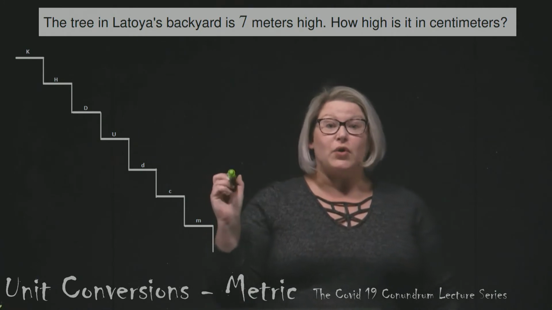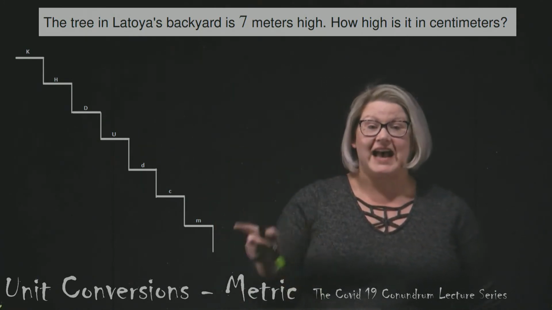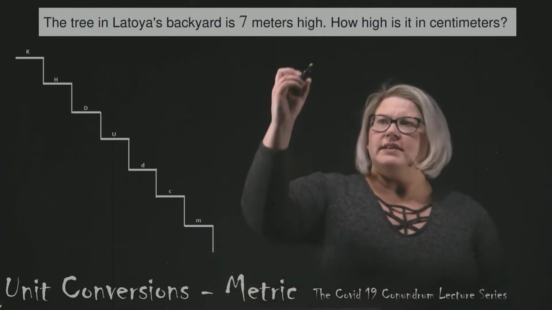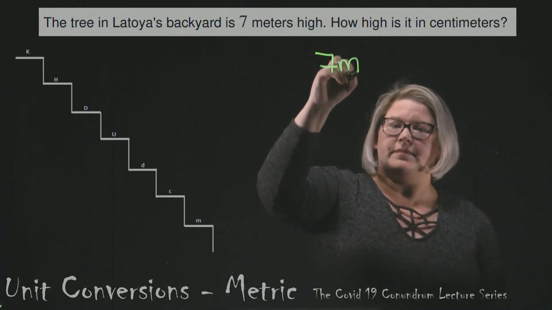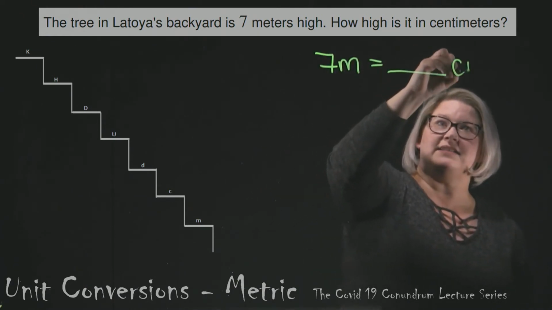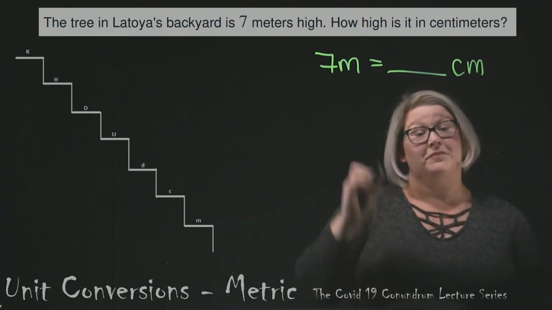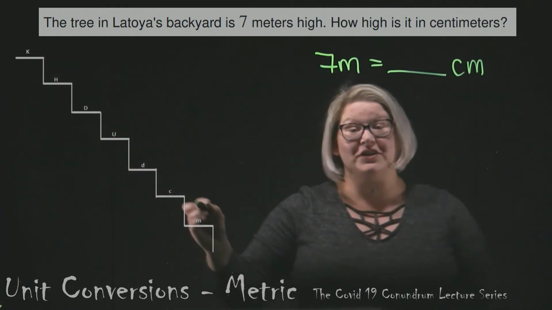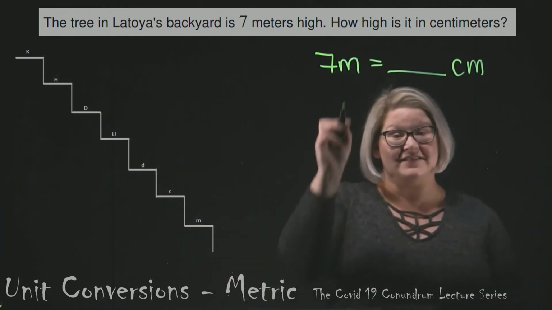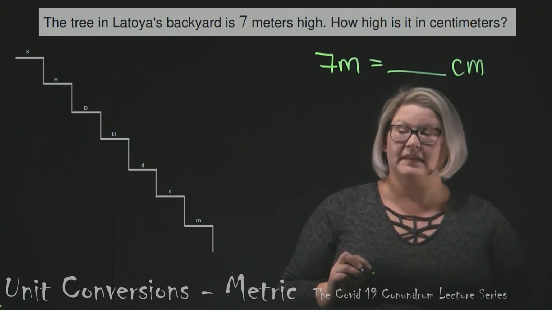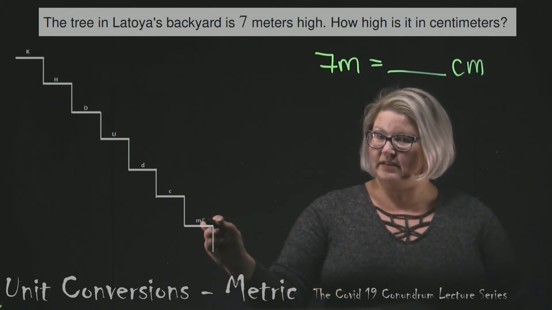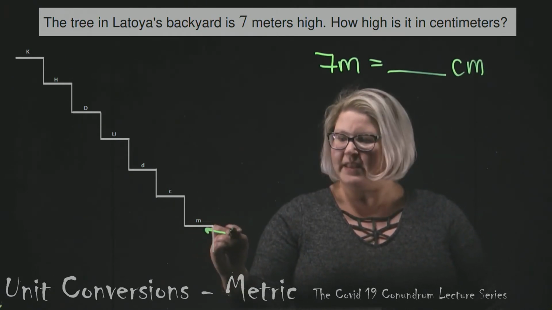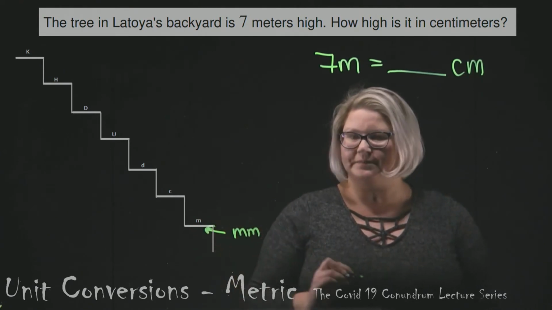The tree in Latoya's backyard is 7 meters high. How high is it in centimeters? So 7 meters, we want to know how many centimeters is that? Where's the meter spot? Which one on the King Henry doesn't usually drink chocolate milk? What step is the 7 meters going to be on? Is it going to be on this one? It's an M. No, that's right. That's not an M, just a plain Jane M. That M refers to millimeters.